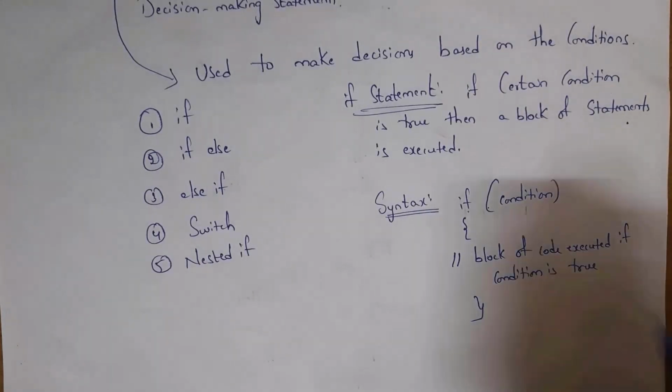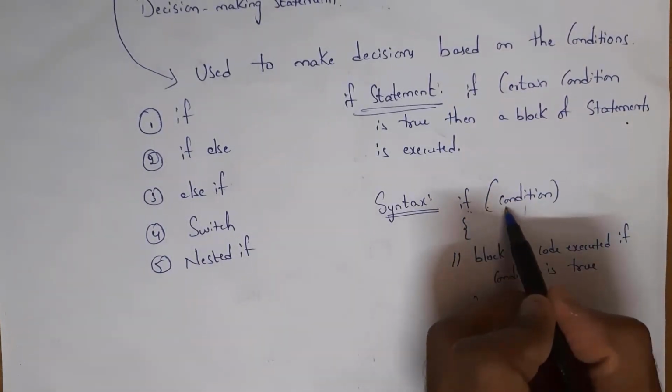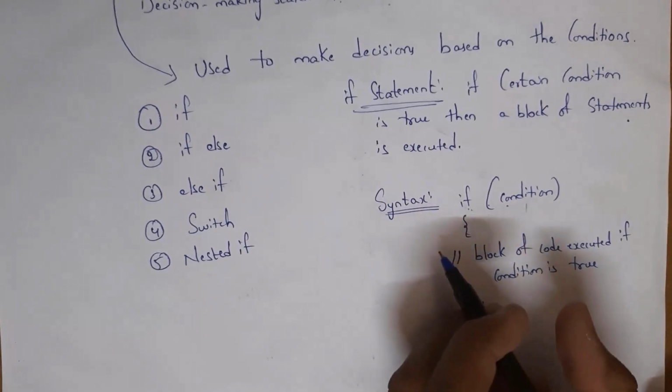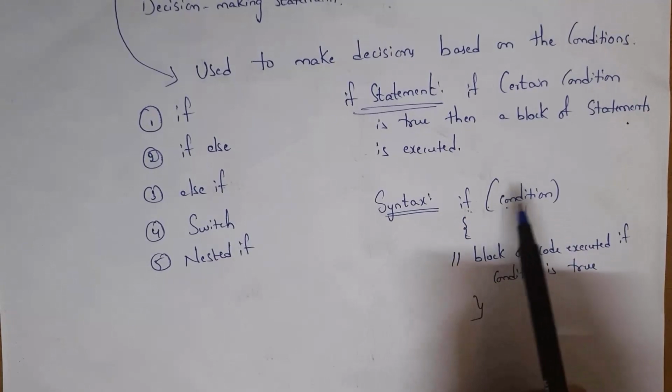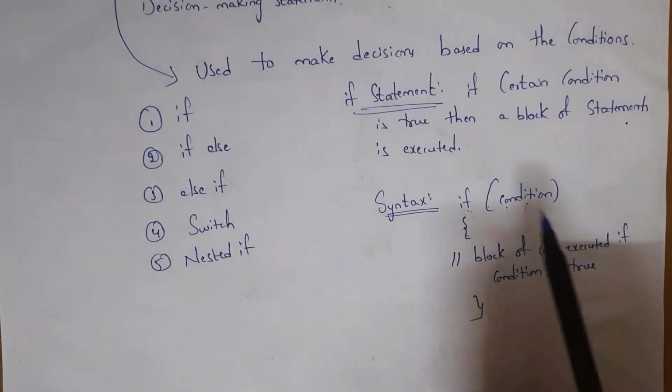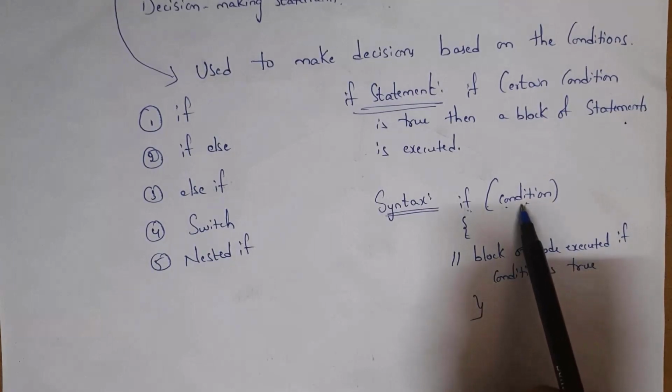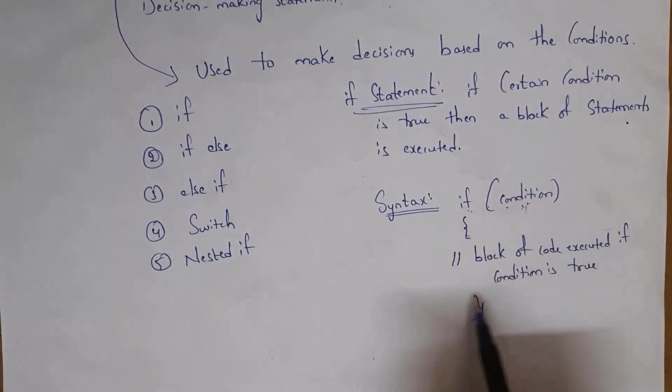At first you need to write if, and inside brackets you need to give any condition. Open curly bracket, and inside curly bracket you can write some statements. Only if this condition is true, then these statements will be executed. For example, if this condition is false, then the statements will not be executed.